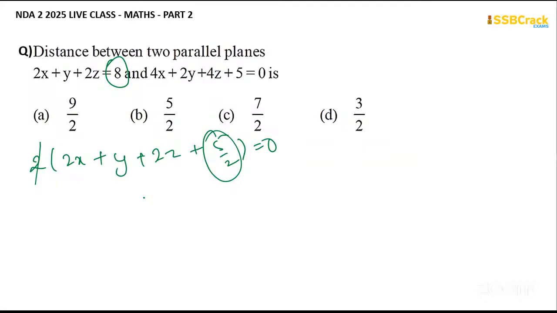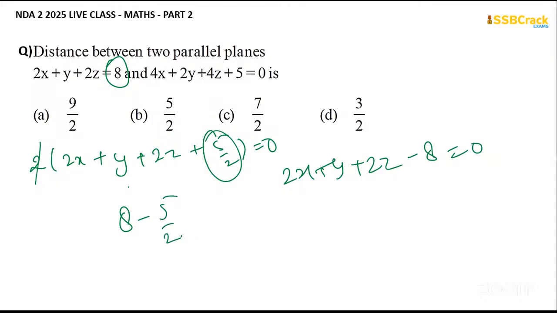Distance between two parallel planes. So if I bring 8 over there, then it will be 2x plus y plus 2z minus 8 is equal to 0. So if I apply this 8 minus 5 upon 2, because 5 will be in minus, or 8 will be in minus, because we need to find the d only. Let's see what happens. Upon root 2 square plus 2 square plus 2 square is 2 root 9.